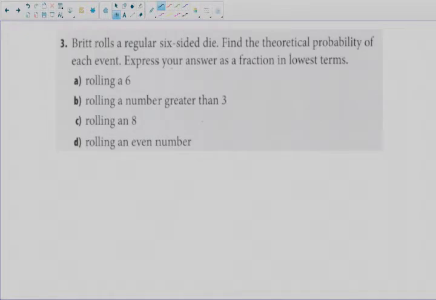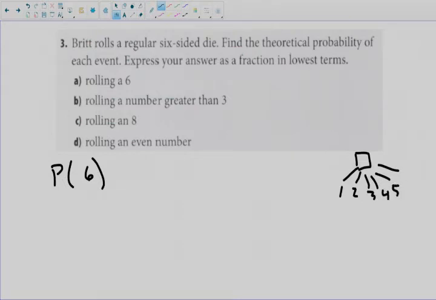Question 3. Brit rolls a regular 6-sided dice. Find the theoretical probability of each event. Express your answer as a fraction in the lowest terms. So what is the probability of rolling a 6? Well, if we quickly draw our little chart for our dice here. What's the probability of rolling a 6? Well, it's 1 in 6. There's one success. And I'm just going to take that away in case I need that picture later on. So there's a 1 in 6 chance of rolling a 6.